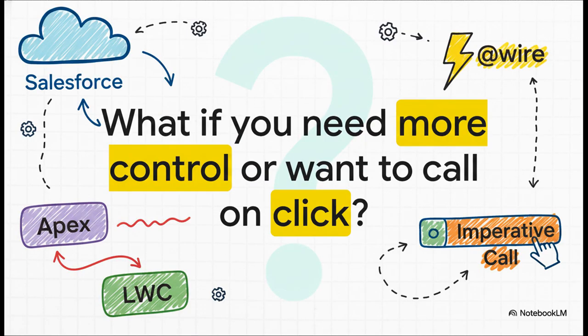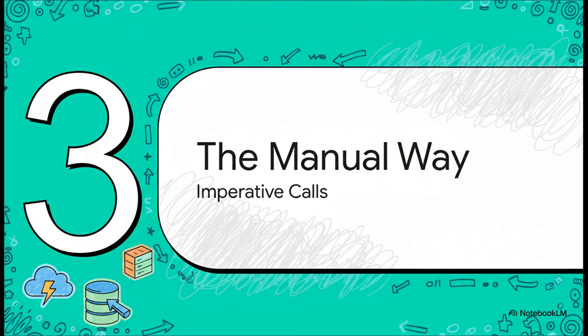But that automatic nature isn't always what you want. What if you need to pass in parameters that change based on what the user is doing? What if you only want something to happen when a user clicks something? For that kind of control, @wire isn't going to cut it. We need something more direct. And that brings us to our second approach, the manual imperative call. This is your go-to solution whenever you need precise control, especially for events driven by the user.